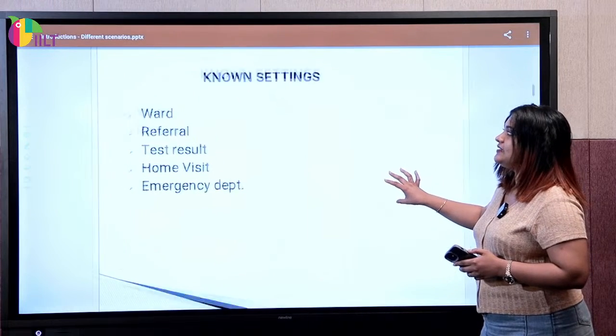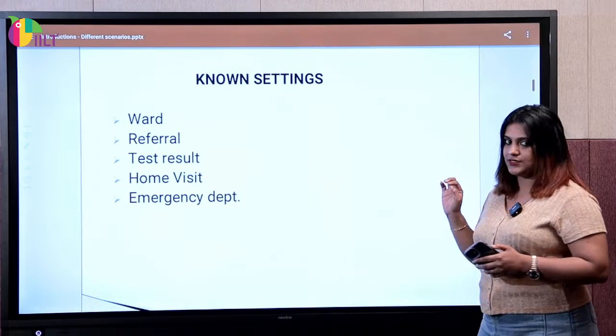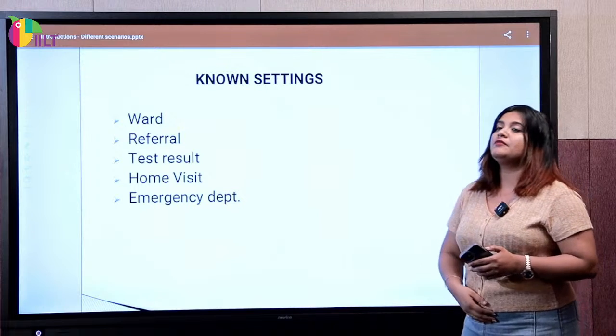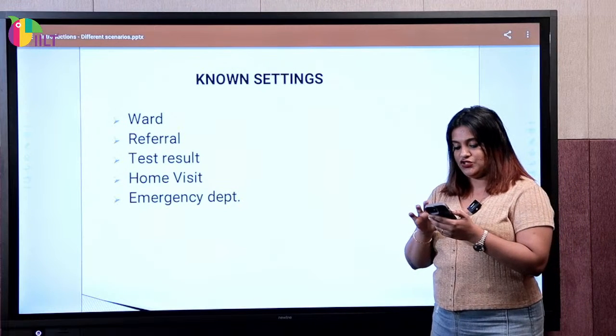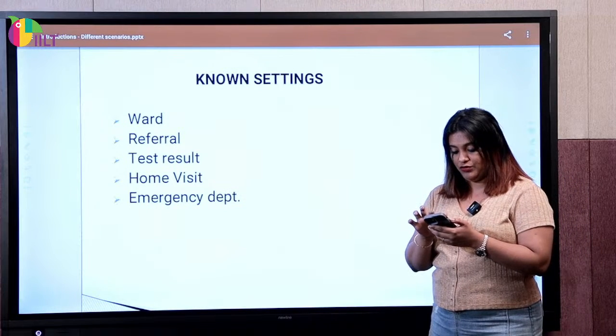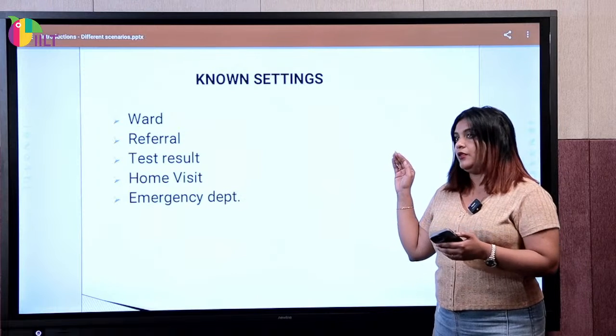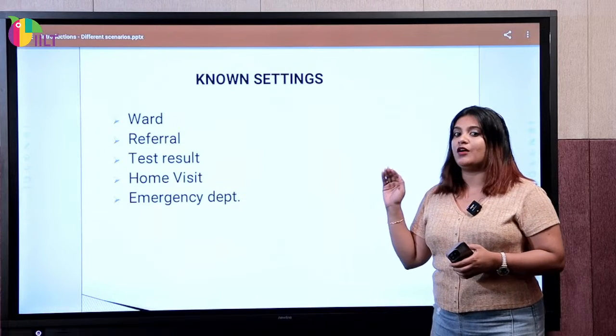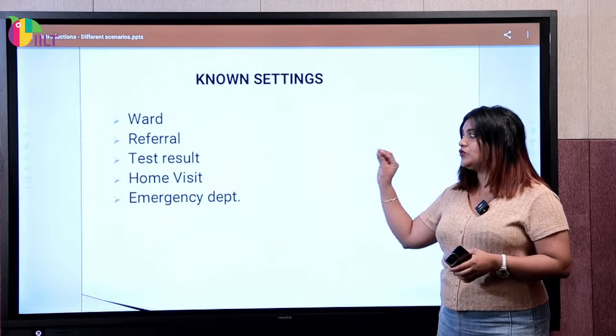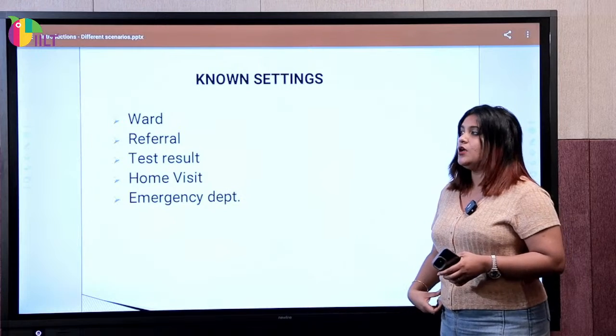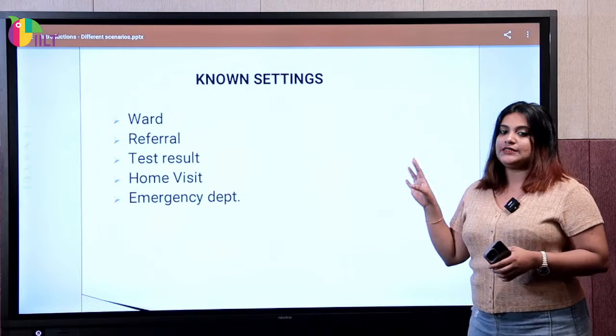Now let's have a look at known settings. Again, there can be a lot of different known settings that you might come across. I'm not saying the points which I have listed here are the only ones, but I have picked the most common ones. So what is a known setting?